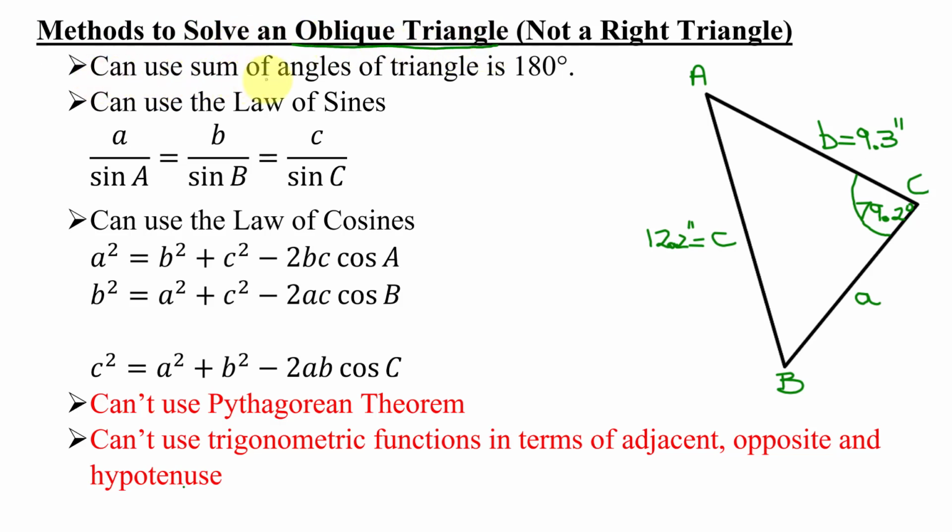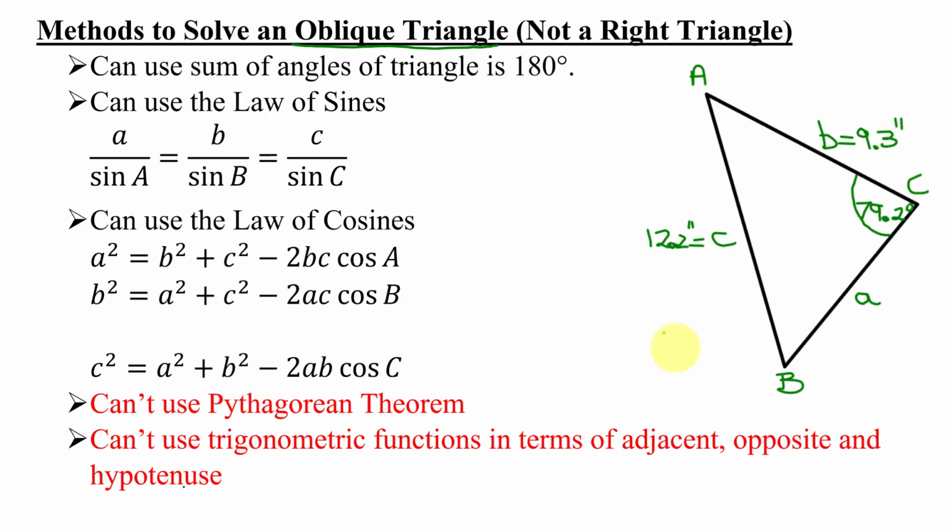I can use the sum of the angles of a triangle is 180 degrees. I can use the law of sines and the law of cosines. But I cannot use the Pythagorean theorem, and I can't use trig functions described in terms of adjacent, opposite, and hypotenuse, because both of these can only be used in a right triangle.